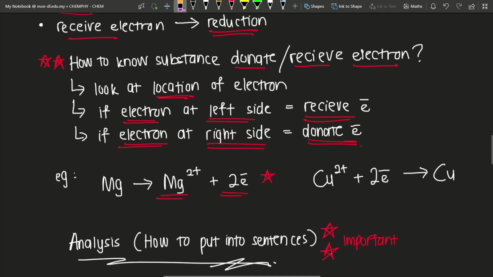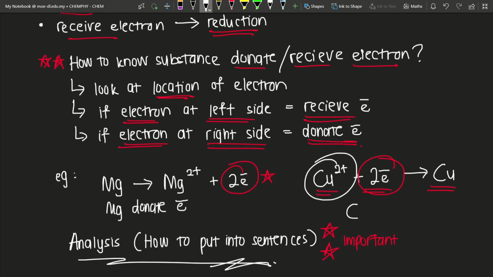So kalau you guys perasan, elektron dekat belah kanan. So kita boleh kata Mg sebenarnya menderma elektron. Mg donate elektron. While persamaan setengah yang kedua, you guys ada Cu2+ + 2e- → Cu. Electron is actually at the left side. So Cu2+, this one is actually receiving the electron, menerima elektron.